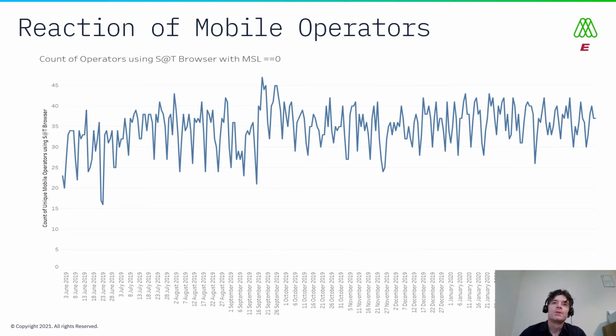So here we can actually see this graph represents the number of mobile operators that we could see using the SIM Application Toolkit browser technology per day with security level set to 0. This is basically the number of unique operators per day which we could see were vulnerable.